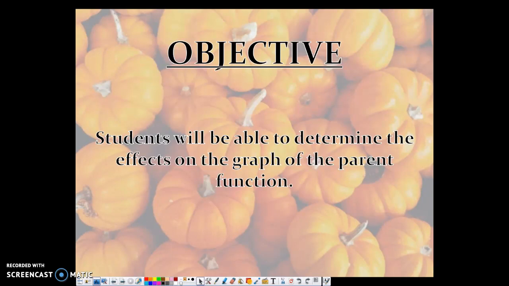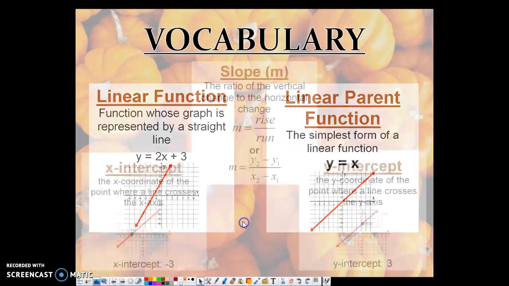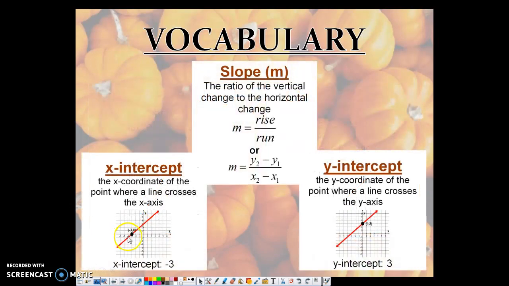So today students will be able to determine the effects on the graph of the parent function, and we're looking at linear functions now. A linear function is a straight line, alright? The linear parent function is y equals x, so that means before we change anything, it's always y equals x. Okay, the x-intercept is where the line crosses through the x-axis.